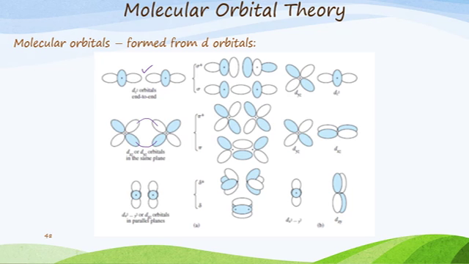I really want you to understand what happens with materials that have s and p orbitals only.